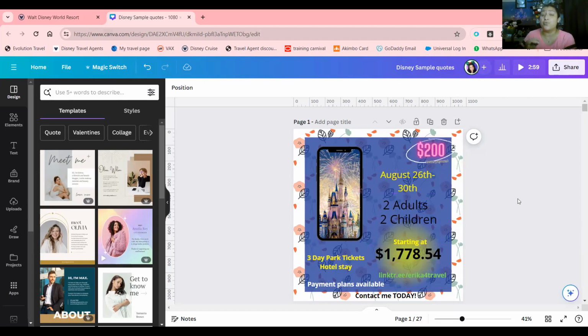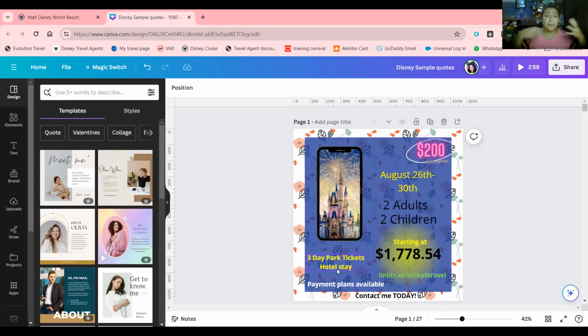Remember, those resorts are the first ones to go. So the only time the price will go up is if the resort is no longer available and you have to go to the moderate, which is pricier. And of course, if those are out, you're going to have to go to the next level, the higher level. So that's where the price mark changes. It's not the tickets themselves, it's the resort. Makes sense? And again, I just specify here 3-day park tickets, hotel stay, and that's it. I don't go into detail to tell them it's going to be at the All-Star, it's going to be here. I don't. Simple. Simple looks nice, right?